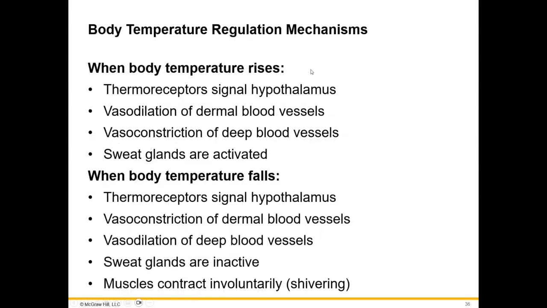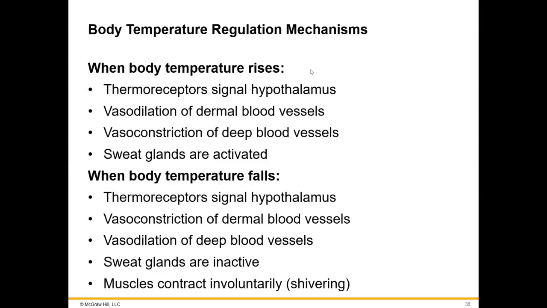Okay, body temperature regulation mechanisms. So when the body temperature rises, the thermoreceptors signal the hypothalamus of the brain, and you have vasodilation of the dermal blood vessels. Vasoconstriction of the deeper blood vessels also happens, and then the sweat glands are activated.